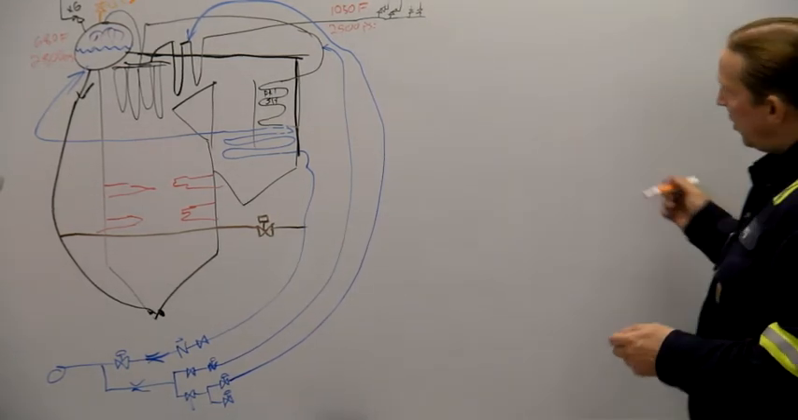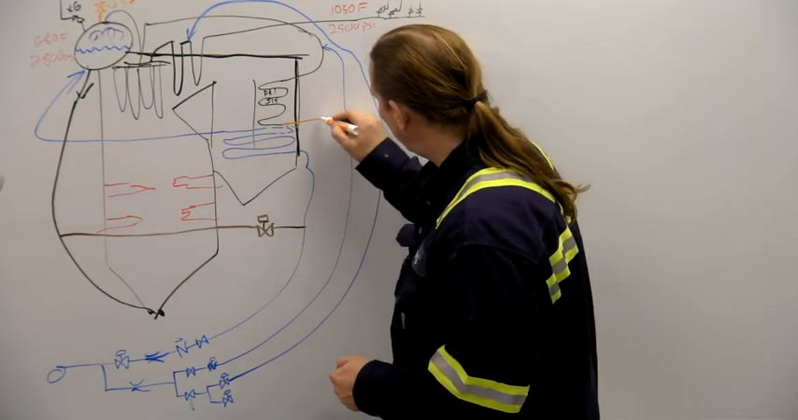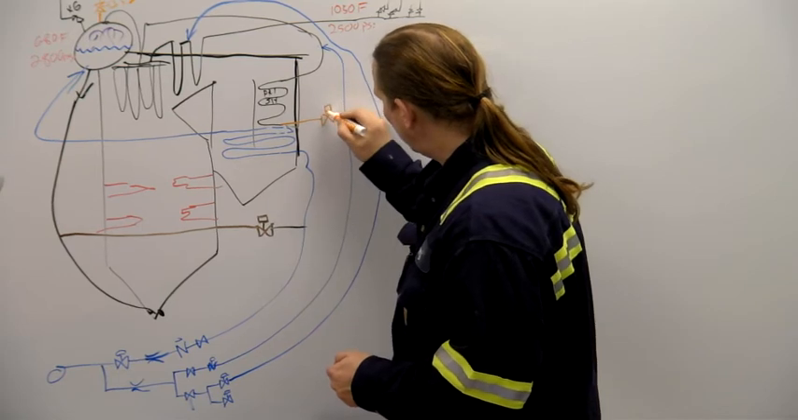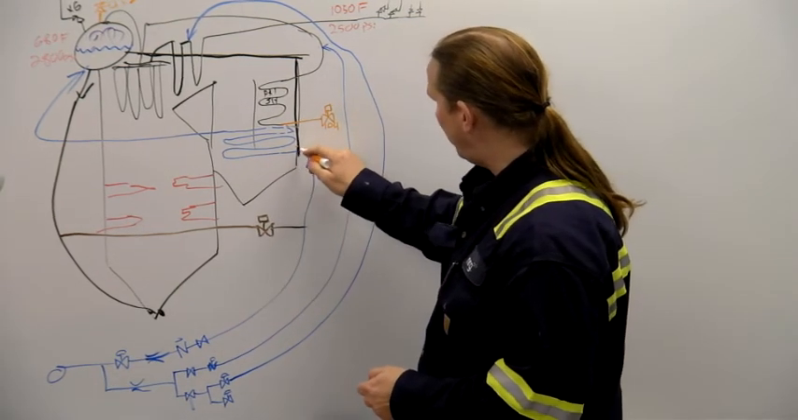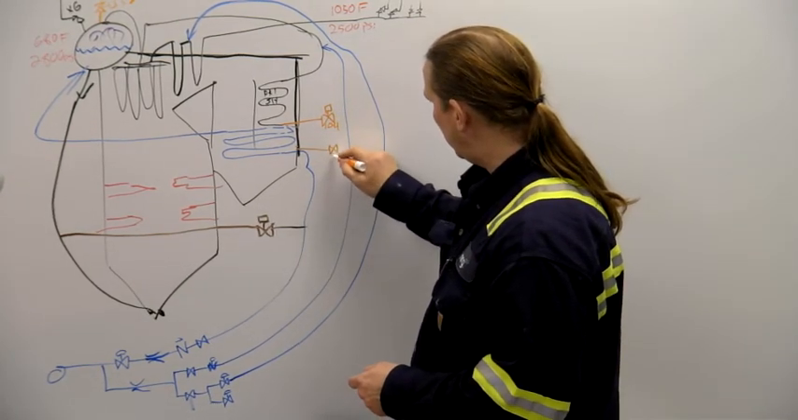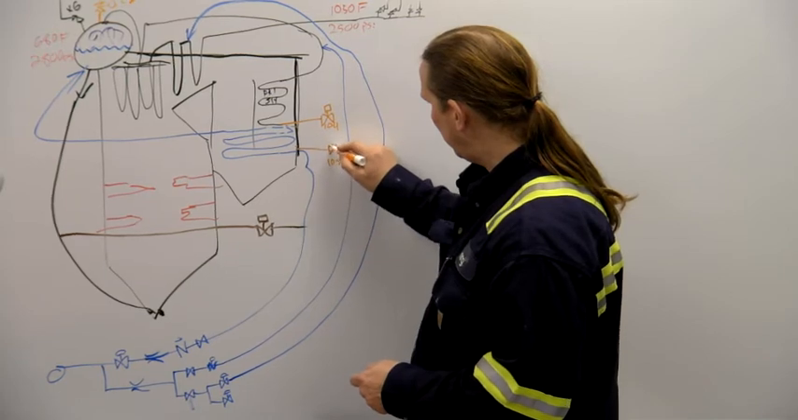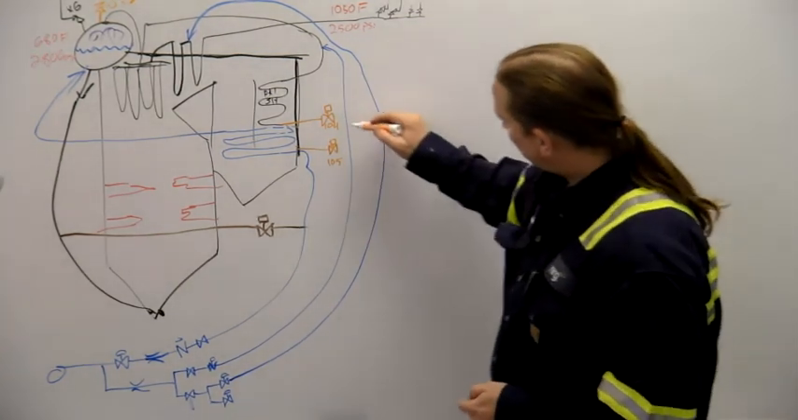There's also a drain off the primary superheat, the 104, and then there's a drain off the walls here. And both of those are going to the blowdown tank.